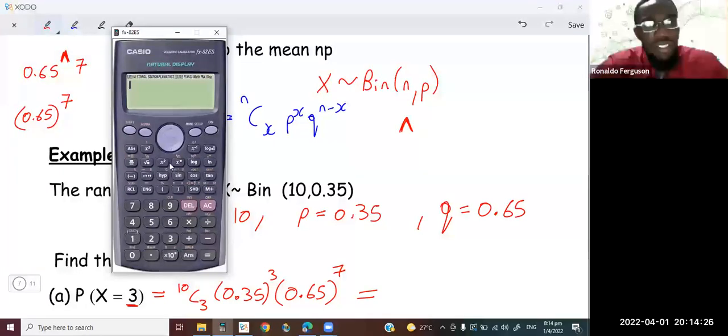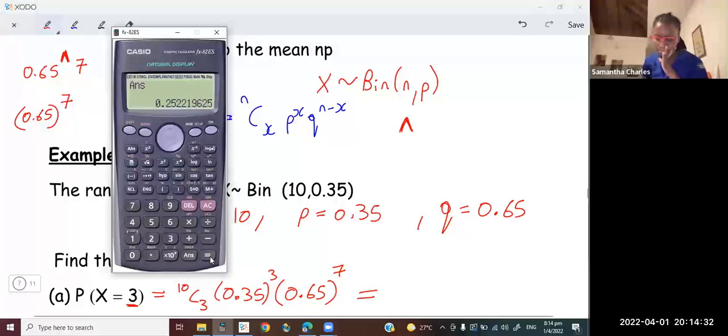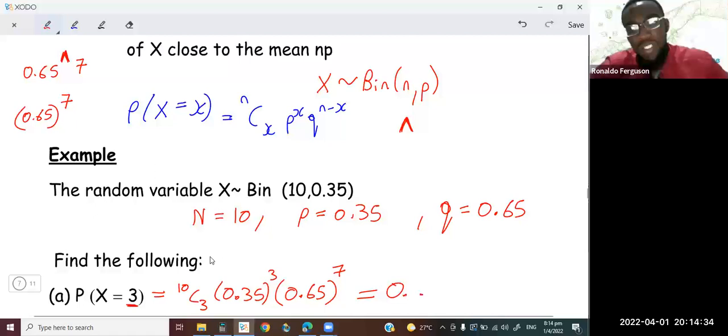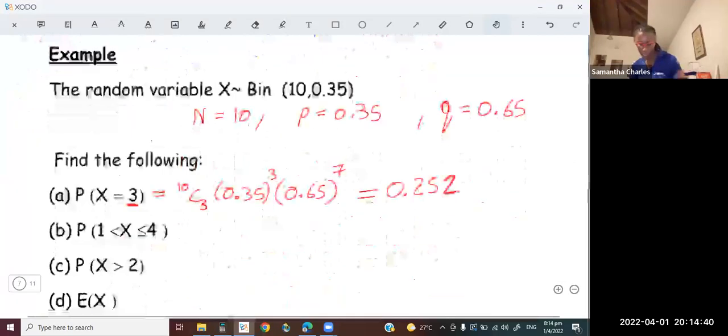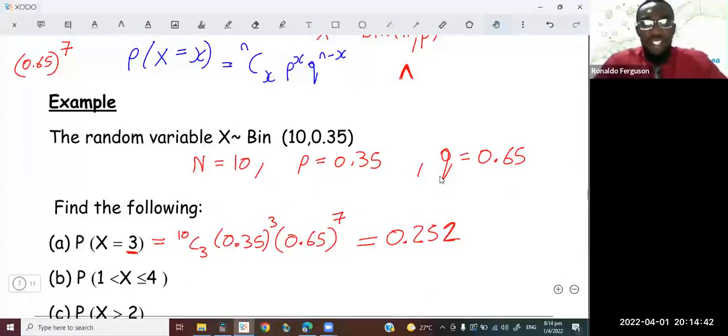The answer I got was 0.252. Oh, okay. That's it, 0.252. You good with that? Yes, that's what I got. Good. Now, the next part says, find the probability x is between 1 and 4.